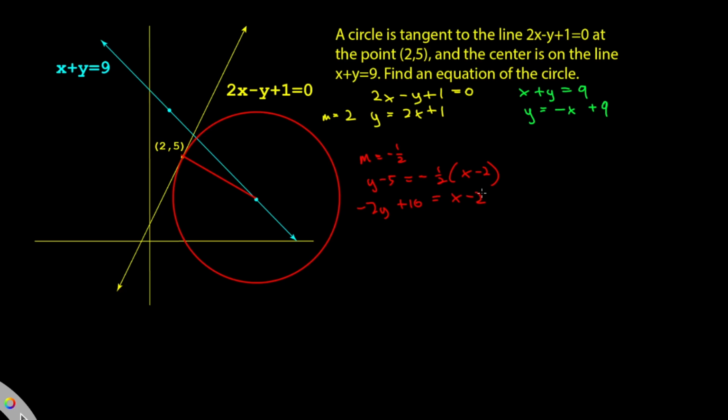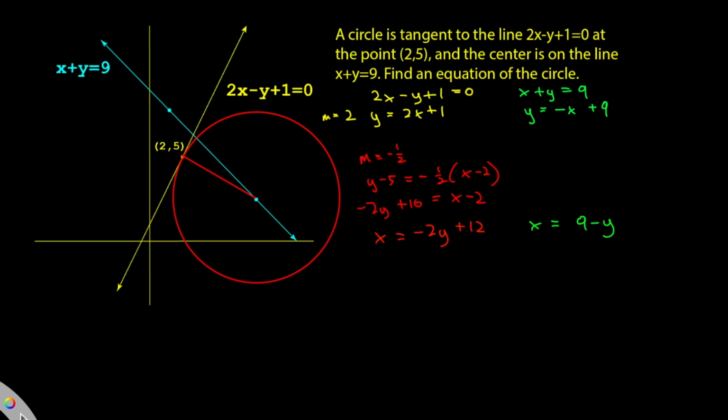So now notice what we have here is we have from this line, we got this line perpendicular to it, and it intersects this green line right there. So now we've got the green line, x plus y equals 9, and this red line here. So I'm going to get x equals negative 2y plus 12. And then let's bring this down here. x equals 9 minus y from there.